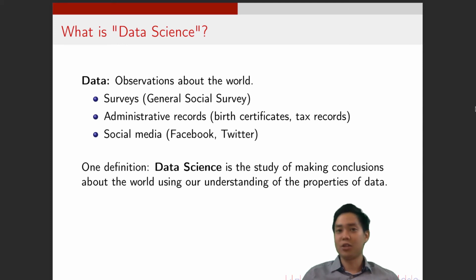So, what is data science then? Well, one definition that you might use is that data science is the study of making conclusions about the world based on our understanding of the properties of data. Just like in chemistry you're looking at the properties of chemicals and trying to understand more about the world in that sense, we can think about data science as looking at the properties of the data and using them in order to make conclusions about the world.